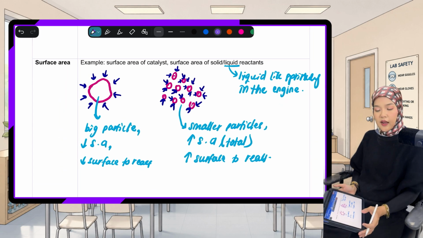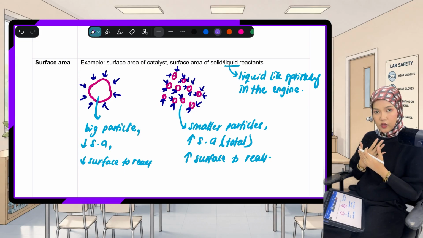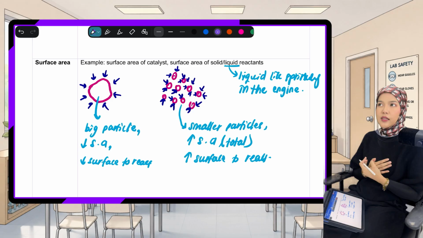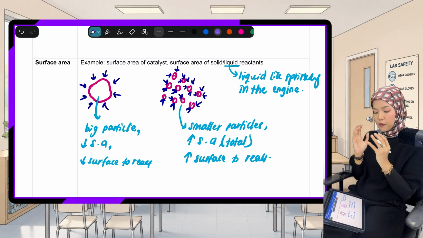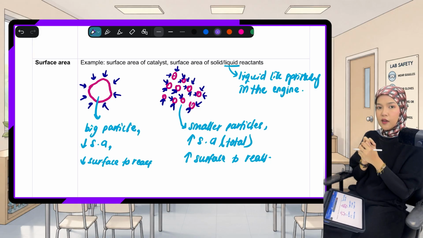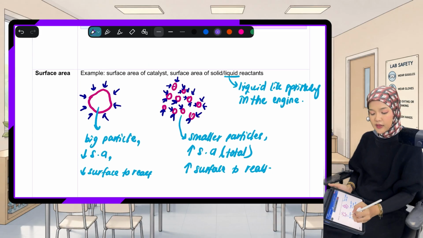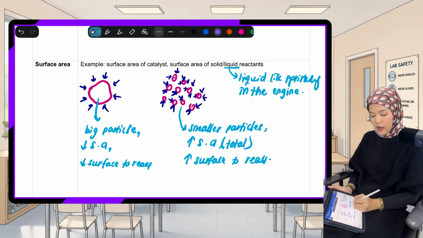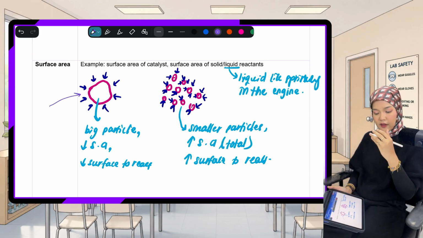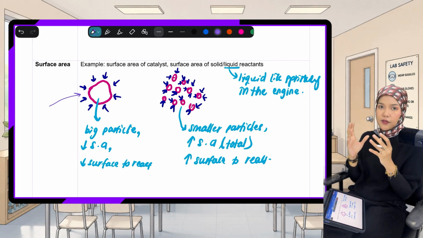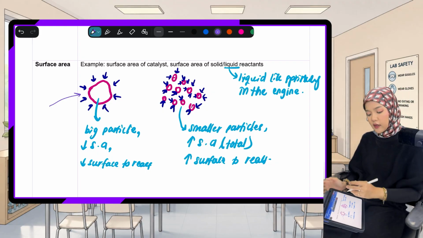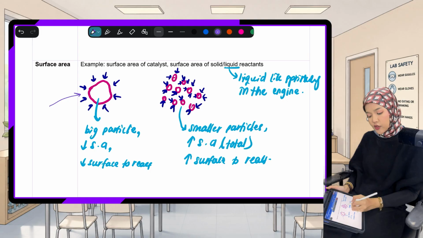Okay, next is surface area. Usually we talk about the surface of solid or liquid reactants. Liquid is something like when you do some kind of sprinkling. So the size of the droplets is going to be the size of the surface area of the reactants. Why? Because if you have smaller particles, you are going to have a higher total surface area. For example, this one is a big particle, so the total surface area is actually smaller, so there is smaller surface for reaction. But if you make the particle smaller, you are going to have a higher surface area.